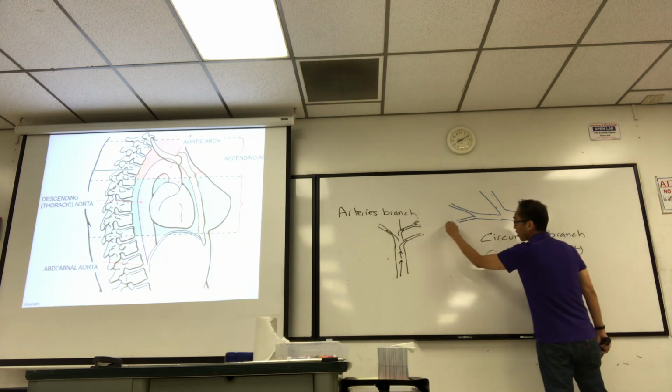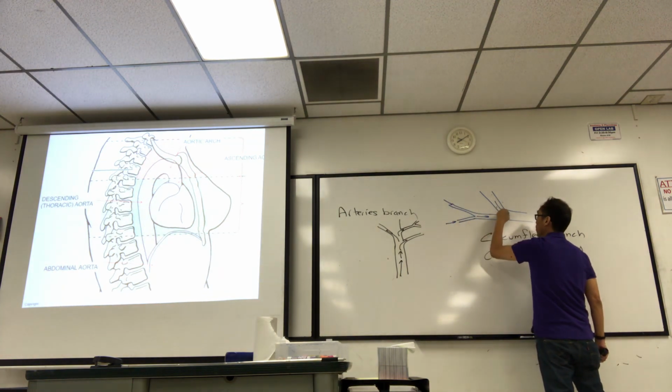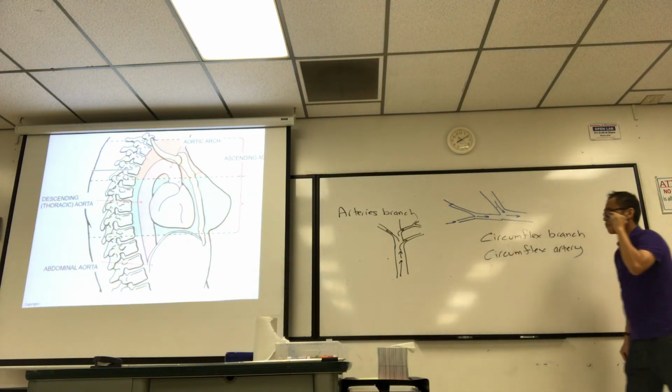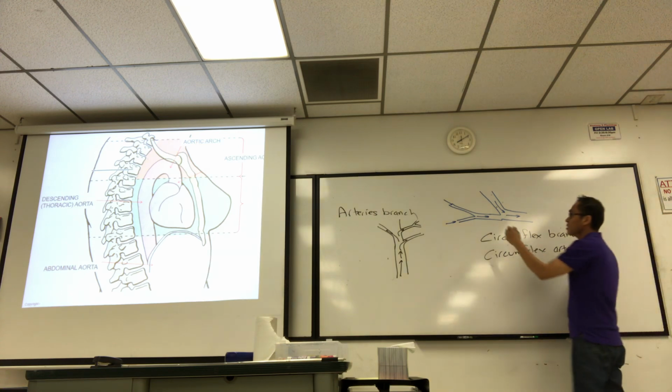So it starts here. It's collecting blood from the smallest vessels. It becomes bigger and bigger and bigger. So veins don't branch, do they? They're merging. And so they call veins more like tributaries, not branches.